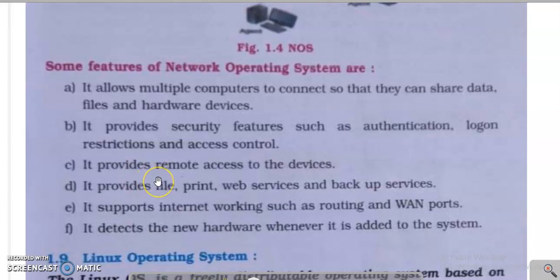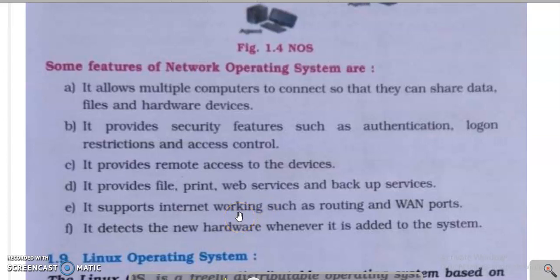So it provides remote access to the device. Obviously, when there are some hardware resources connected to the network, all the other network node computers in a workstation can access those hardware devices remotely. It is because of the network operating system. So it provides file, print, web service, and backup services. As we are sharing the printer in a network, print commands, web services, and other services can also be provided through this network operating system.